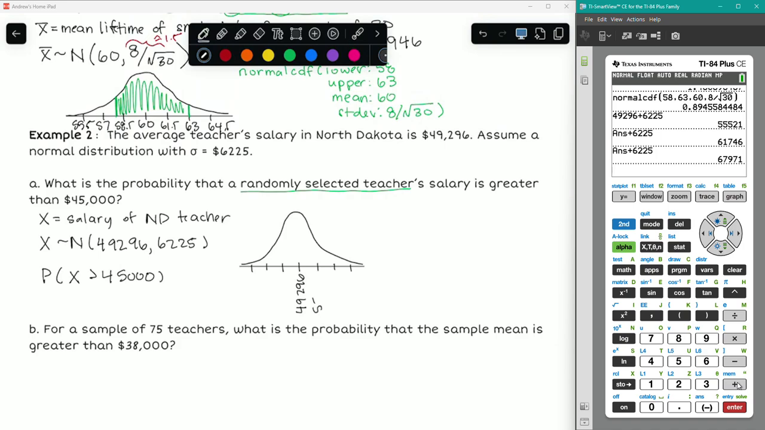So 55,521, 61,746, and 67,971. And then in the other direction, starting at the mean, 49,296, I'm going to subtract the standard deviation, 6,225.